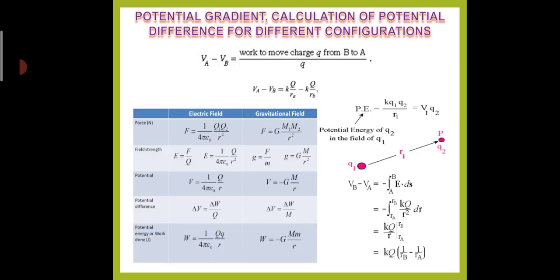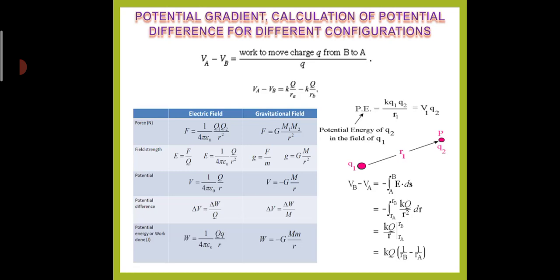Now, these are other important equations: VA minus VB equal to the work to move charge Q from B to A divided by Q. So VA minus VB equal to k Q by RA minus k Q by RB. And the potential energy of Q2 in the field of Q1, U equal to k Q1 Q2 divided by R1, equal to V1 into Q2. Now, VB minus VA is equal to minus the integration from A to B of E ds, so minus the integration from RA to RB, where E is equal to k Q divided by R square, into dr. So kQ and R square is a constant value, from RA to RB. So kQ into 1 upon RB minus 1 upon RA.